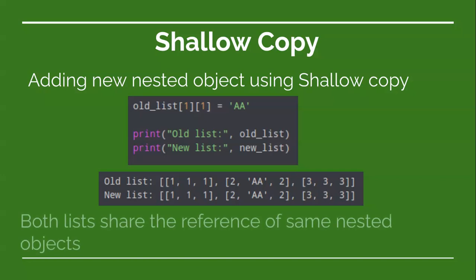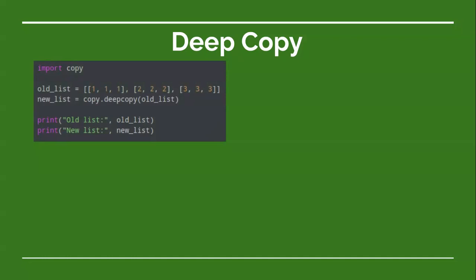Now, look at the deep copy. A deep copy creates a new object and recursively adds copies of nested objects present in the original elements. Let's continue with the previous example. However, we are going to create a deep copy using the deepcopy function present in the copy module. The deep copy creates an independent copy of the original object and all its nested objects.